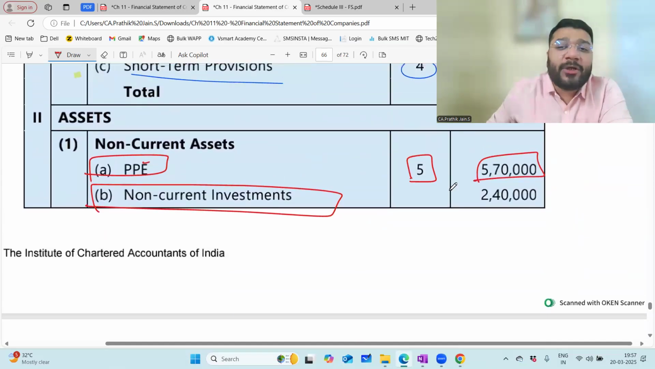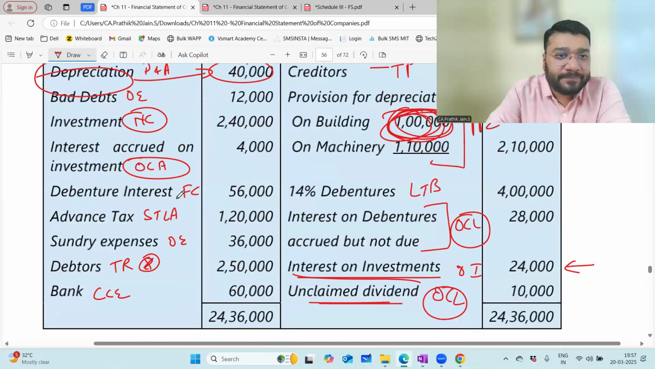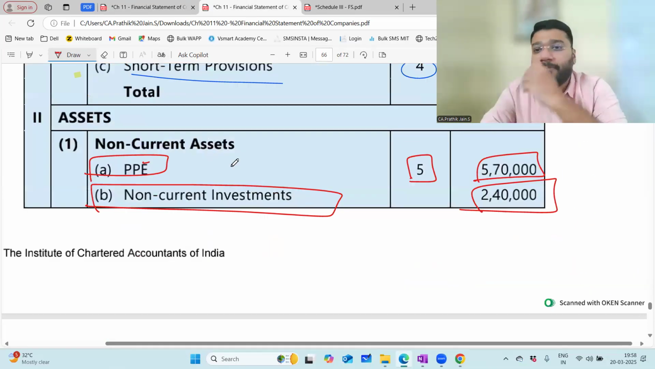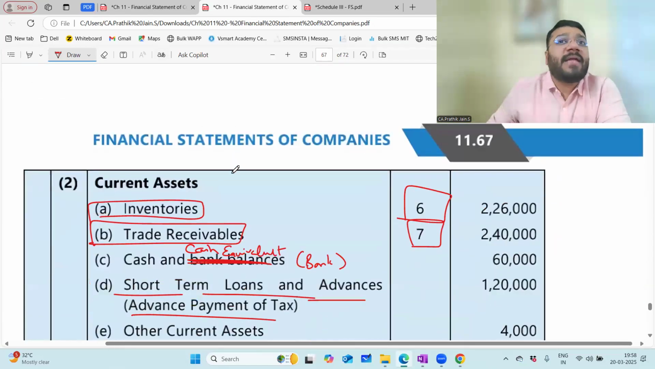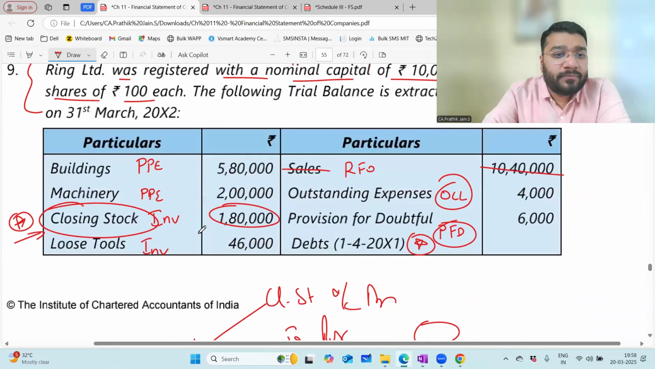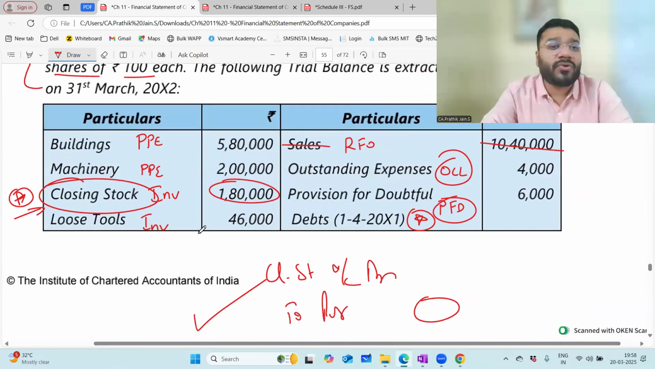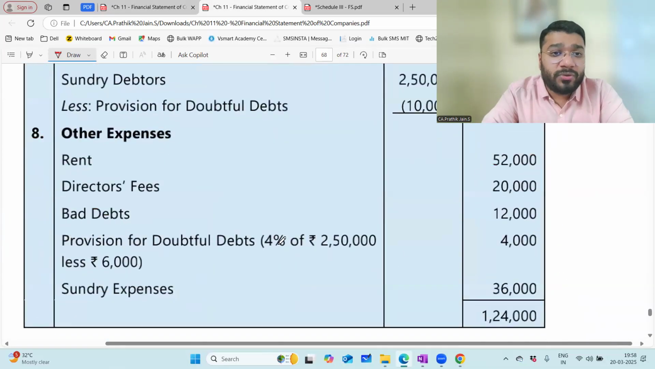Non-current investment, directly 240 you can record. Non-current investment 240, record directly, please. Inventory, directly you can record 226. Yes, you can give a note also. Oh sorry, loose tools is there, so you have to give notes. Please go to notes, inventory.